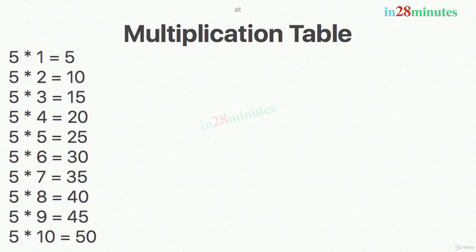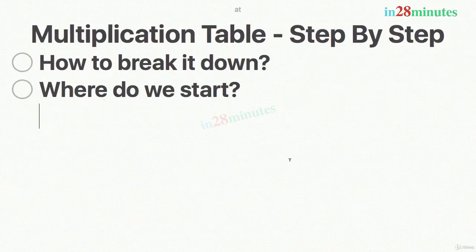Typically when we do programming, we have problems. Solving the problem typically needs a step-by-step approach. You identify sub-problems to solve and then go about solving them. So think about this. What would be the sub-problems that you would want to solve when you would want to print a multiplication table? How do we break it down and where do we really start?